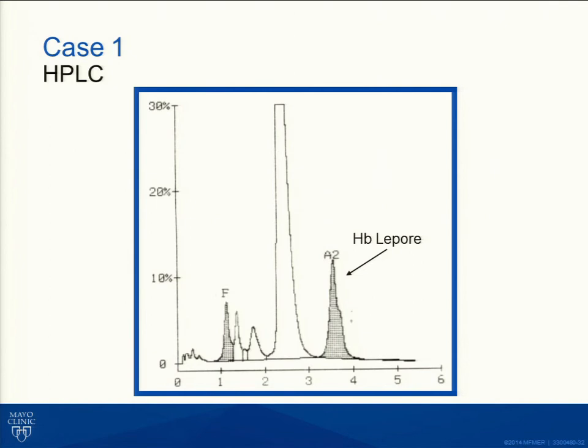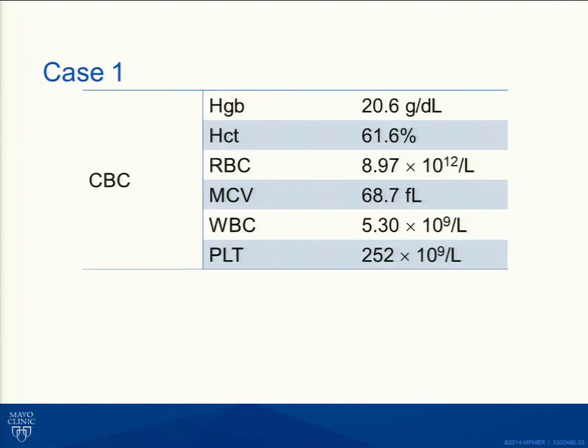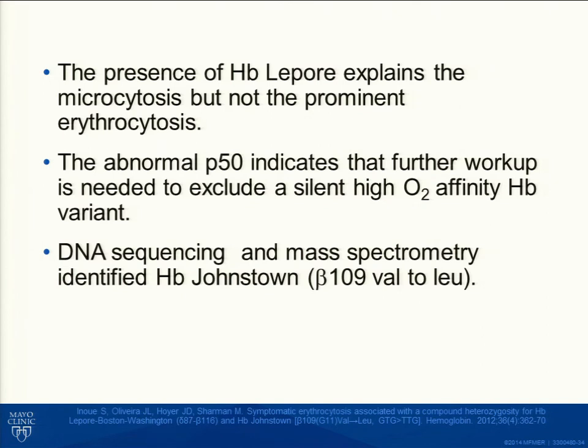which actually creates a problem because the Lepore will explain this here, but the Lepore does not explain the high red count. As well, it does not explain the abnormal P50, so we need to work this up further because there's still a possibility there's a high oxygen affinity variant there, a silent one. And in fact, DNA sequencing and mass spec show that there's a variant that's been called hemoglobin Johnstown present. So that peak there that looked to be A on our methods was actually not hemoglobin A, that's all hemoglobin Johnstown.